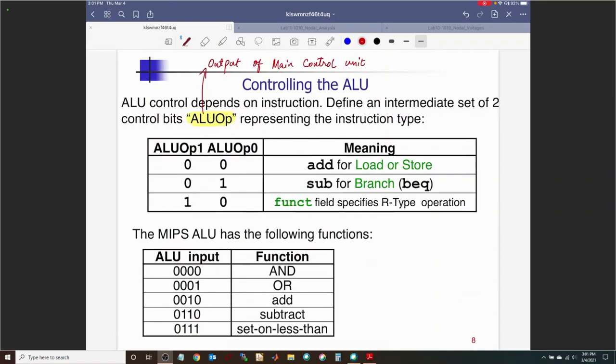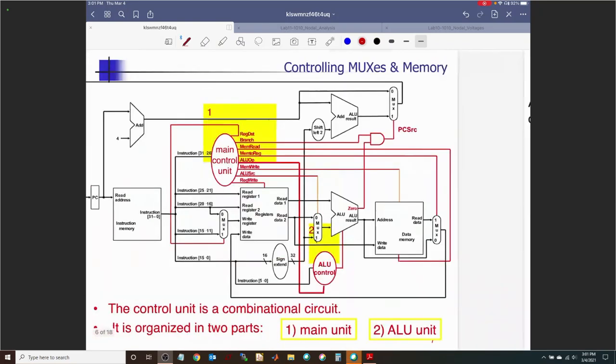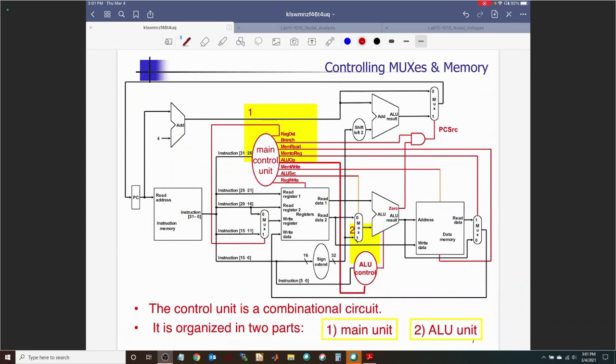So those are intermediate, right? If you see this, ALU op is here, but it is intermediate, right? Because what really matters is what is the input to the ALU. So ALU op is only functioning as an intermediate signal here.